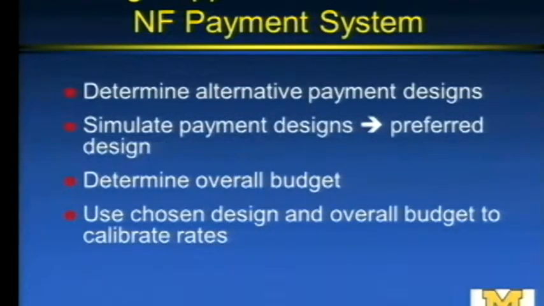What would happen to rural facilities or urban facilities? Or what would happen to the heaviest cost people and so forth? And use that to decide what is the preferred design of a payment system. How would you build case mix into the payment system, and potentially what other payment reforms do you want to have? Then once you have the design, the state is going to have to determine what the overall budget is, the size of that pie, and then use existing data on cost and so forth, and the design and the overall budget to calibrate rates. Okay, so at the 30,000-foot level, that's the process that we're going to be going through. Now the next slide, please.